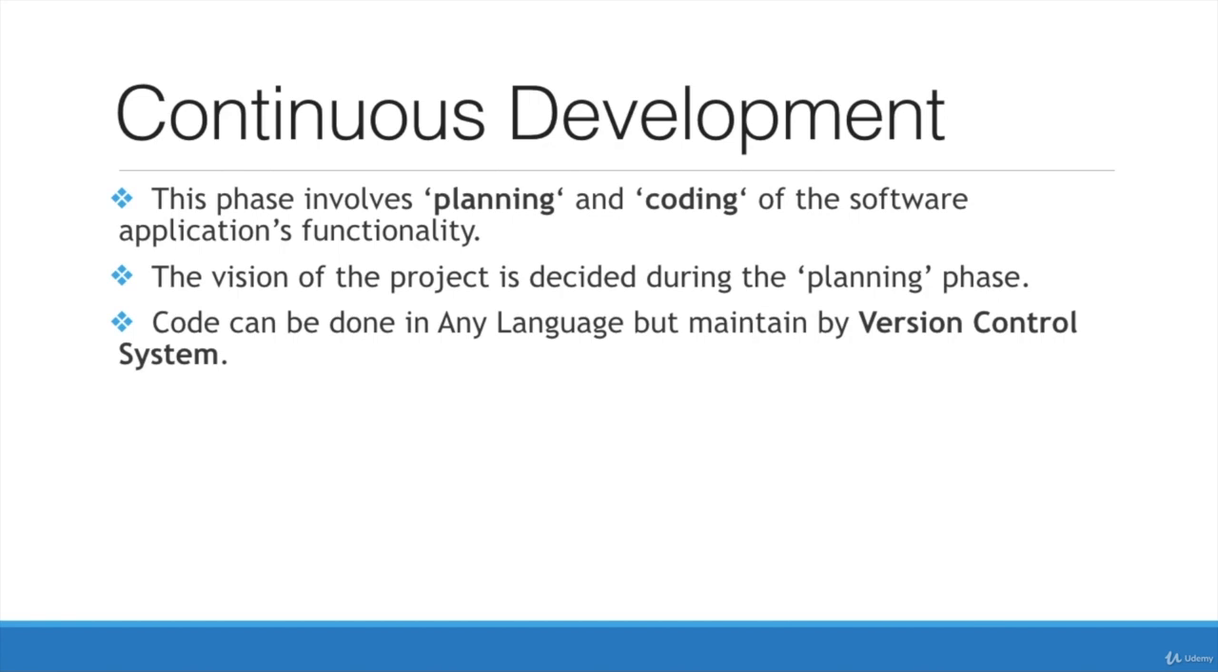So we are not going to decide which programming language we are going to use, because a single application can use multiple programming languages, right? It is not the case that a single application can only use Java or only use PHP. A single application can use multiple languages for multiple tasks, but we need to maintain that code with the help of the version control system. So we will version our code which we are releasing in every sprint, right? We will discuss the version control system in the coming slides.